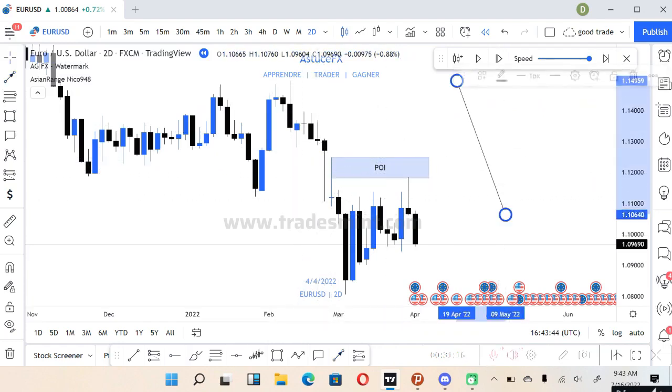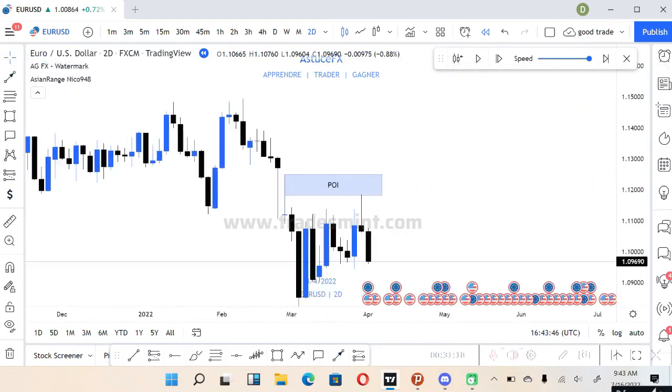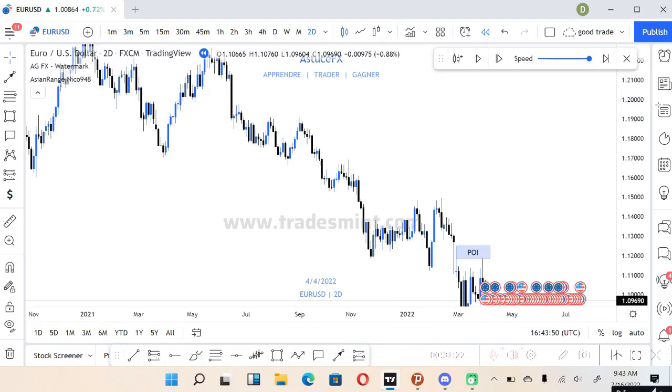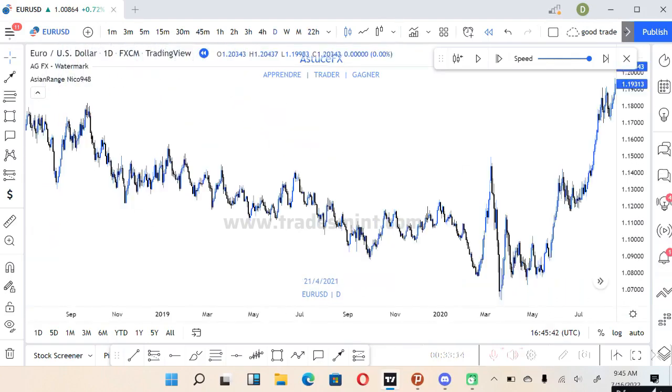So for you to know if it is an OB or not, you can still go to a lower time frame. If you see any wick the price is coming to, you can go to a lower time frame, look for it, and you'll get your OB there.